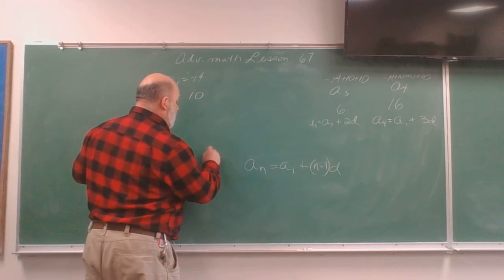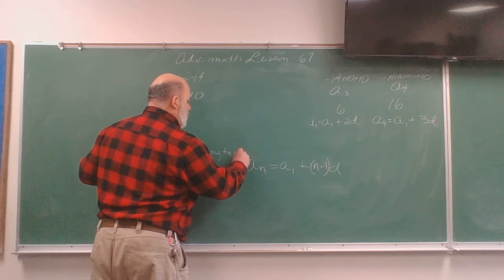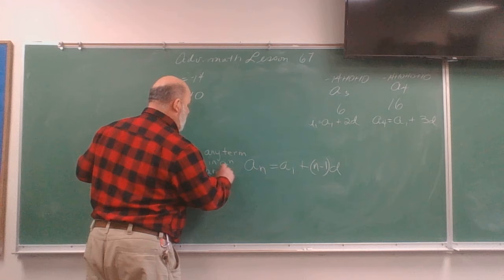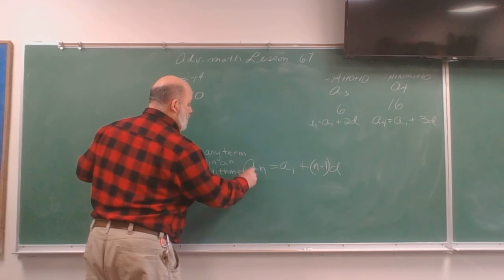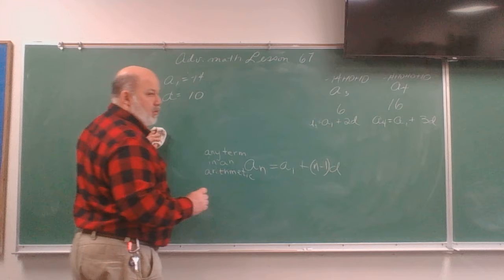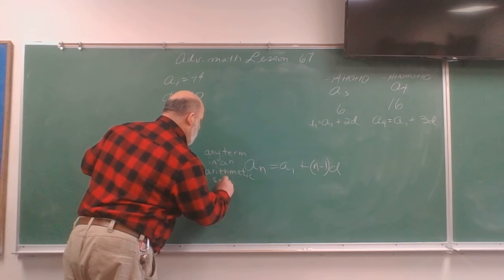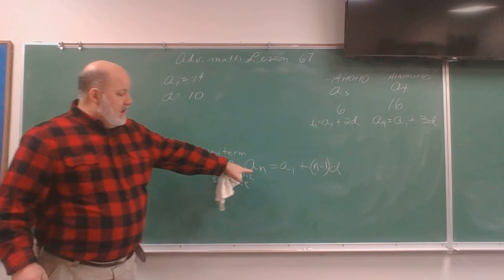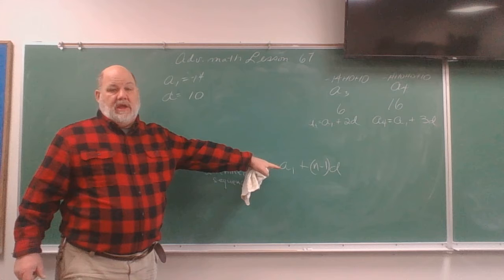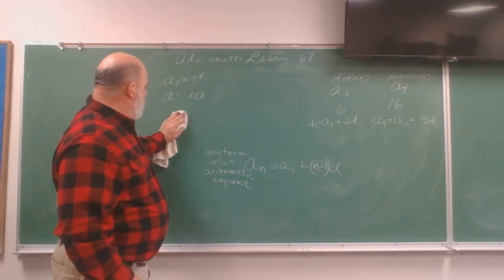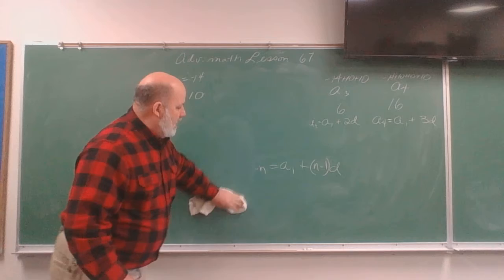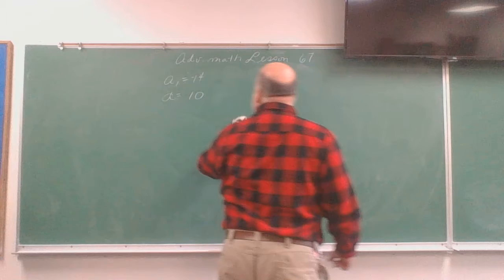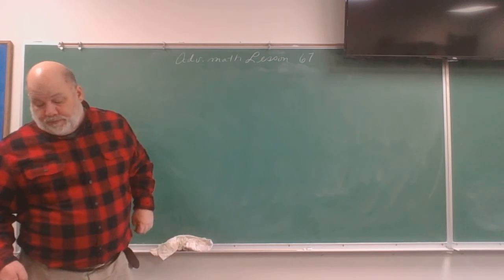If you want to find any term in an arithmetic sequence. By the way, it's pronounced arithmetic because it's an adjective right now. It's not the noun, arithmetic. Arithmetic sequence or an arithmetic progression. A sub n equals a sub 1 plus n minus 1 times d. All right? So, that's useful for the following problems.